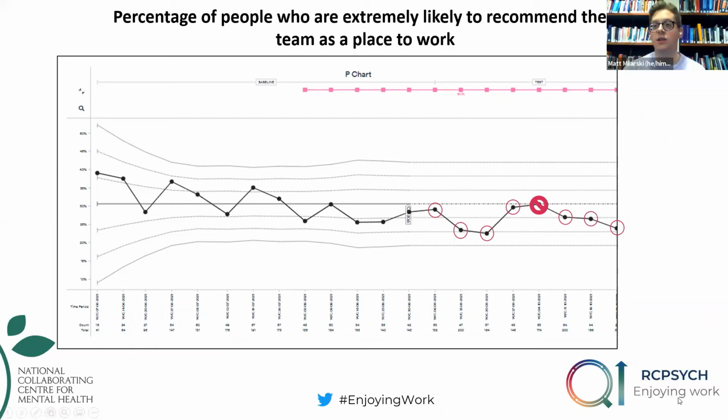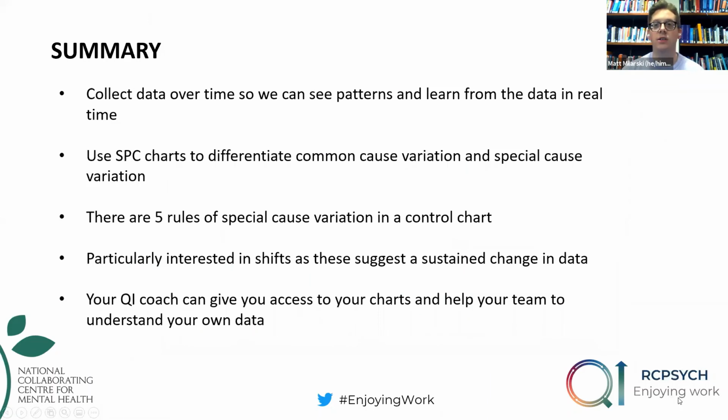So if you go to the next slide for me. So just really quickly to summarize, so we collect data over time so that we can see patterns and learn from the data in real time. We use SPC charts to differentiate between common cause variation and special cause variation. There are 5 rules of special cause variation in the control chart. We're particularly interested in shifts because these suggest a sustained change in data.